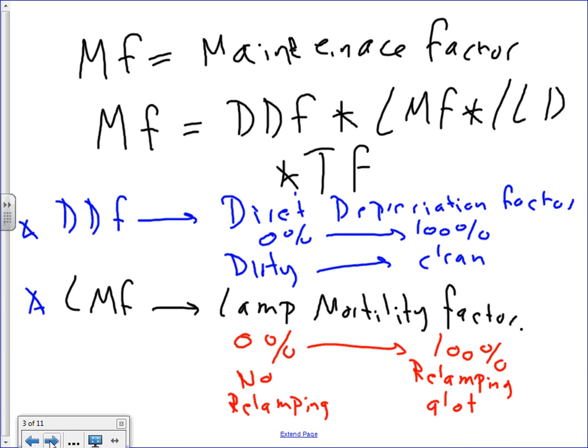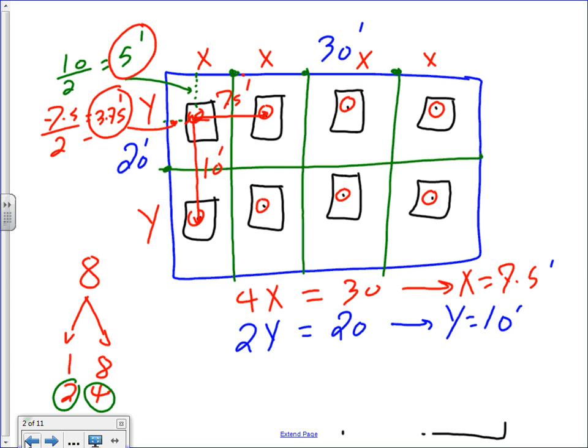Okay, so everybody understand the Lumen method? We did the Lumen method. That's how we do them. We're going to do a couple of calculations like this as we move on, guys.